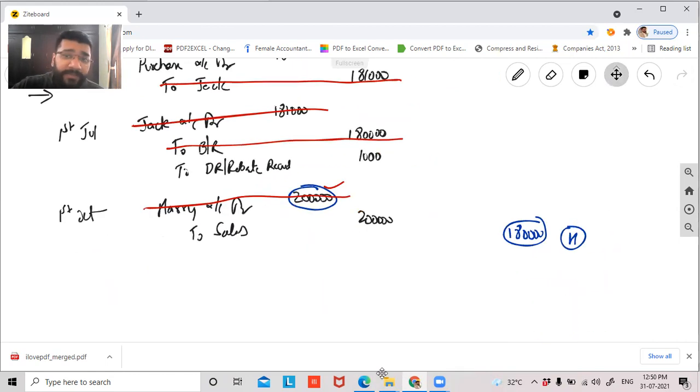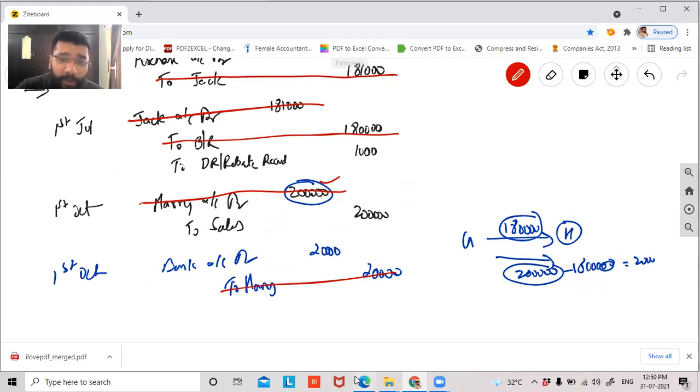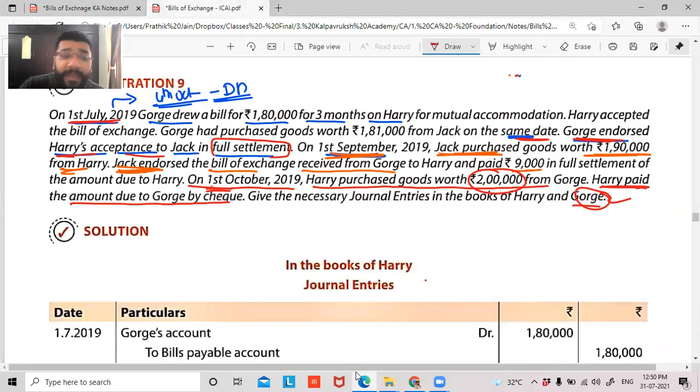Why did I pass this last entry, guys? Why did I pass this last entry, bank to Harry? Because the question says that Harry paid the balance amount due. Balance is not given, it is understood. The amount due to George by cheque. He's not giving the entire 2 lakh rupees. Why will he give 2 lakh rupees? Harry purchased goods worth 2 lakh, guys. Why should he give 2 lakh? Because out of this 2 lakh, Georgie has to give 180.